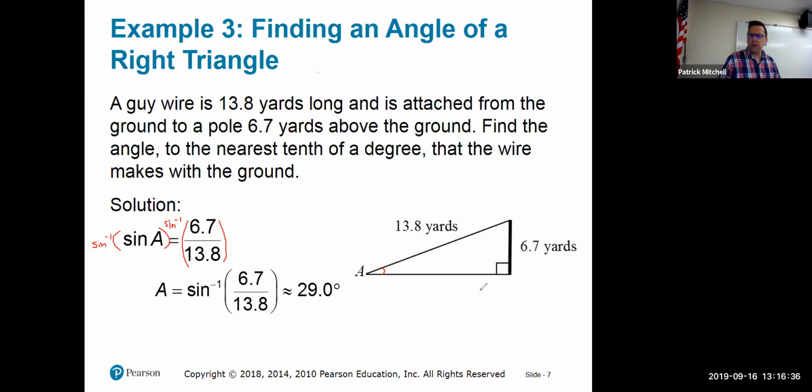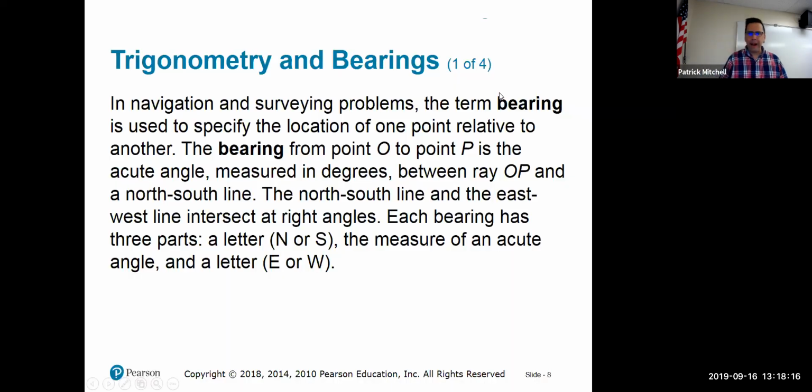Especially when we're doing right triangles, all of these mystery angles, and it would only be A and B, are going to be acute angles. So there's never anything tricky about an acute angle. The only things that sometimes were tricky involved quadrants other than quadrant 1. Again, make sure your calculator's in degree mode. The calculator should tell you that the inverse sine of 6.7 divided by 13.8, to the nearest tenth of a degree, is 29.0 degrees.